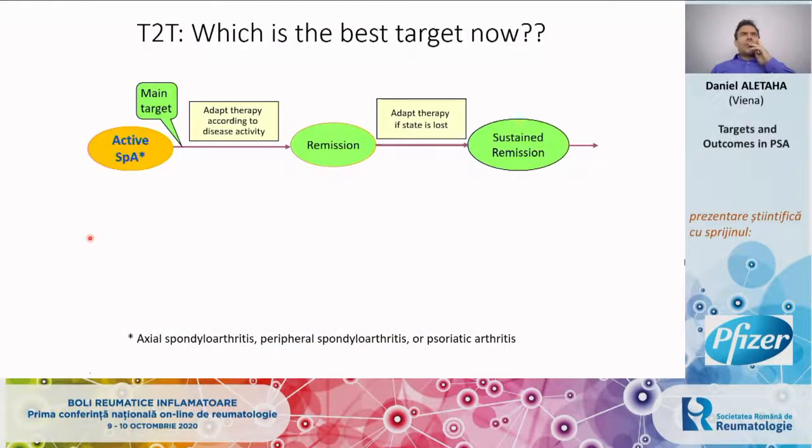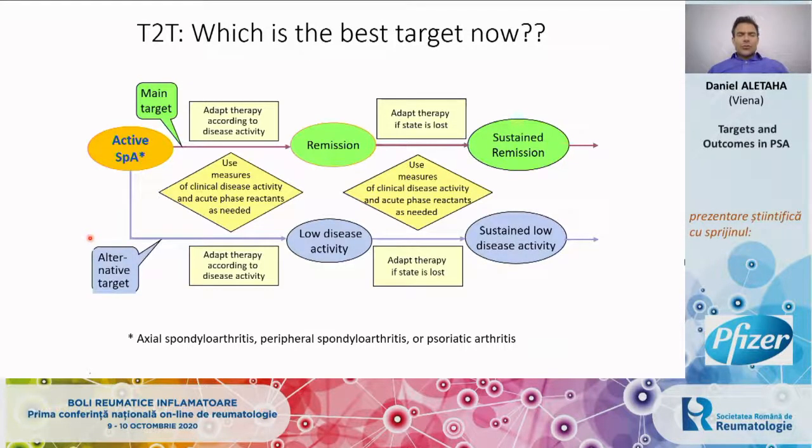Now, I left out the dactylitis. There are numerical scores that simply count the number of dactylitis fingers or toes.